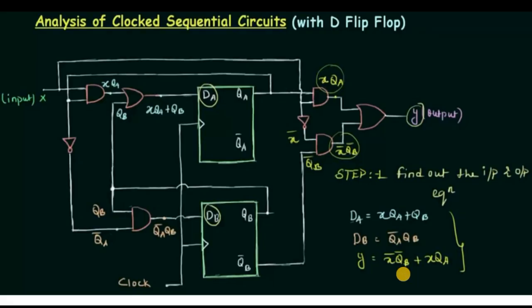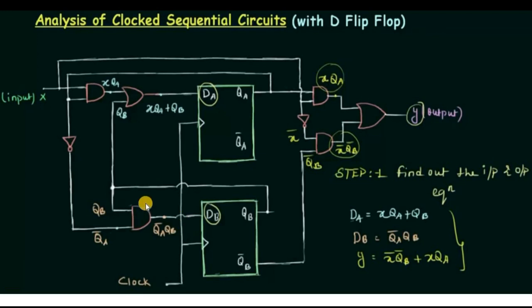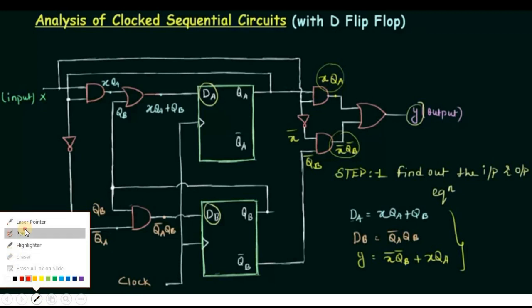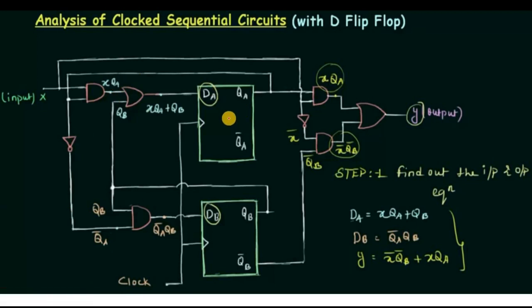This is a sequential circuit with D flip-flops. Let's go with the example on analysis of clocked sequential circuits with D flip-flops. So here is example 1, and these are the 2 D flip-flops. This is the first one and this is the second one. Here I have connected combinational logic circuits to the input.